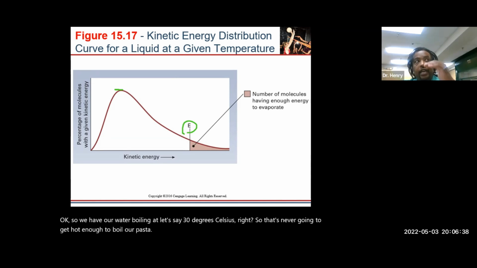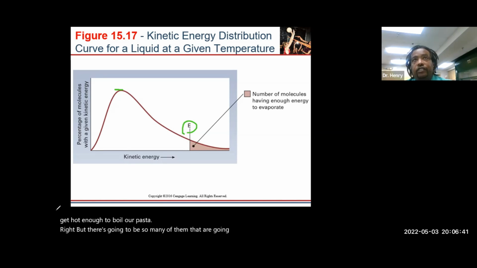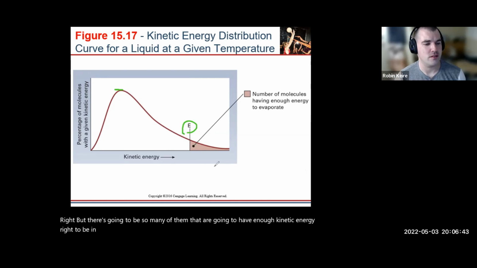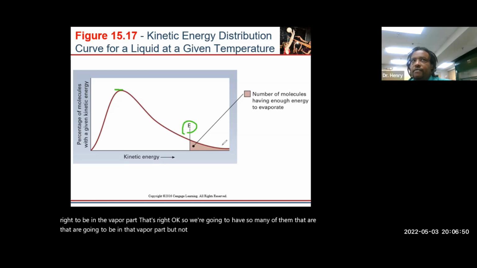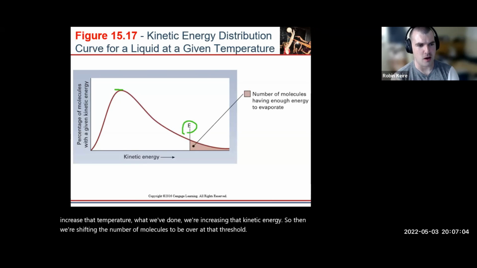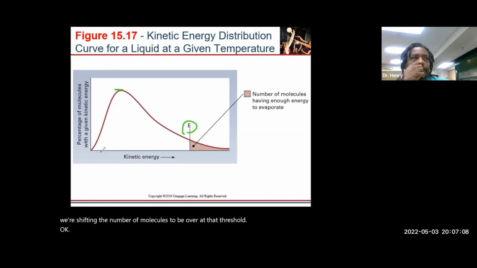But there are going to be some of them that have enough kinetic energy. So we're going to have some of them in that vapor part, but not that many, right? But as we increase the temperature, we're increasing that kinetic energy. So then we're shifting the number of molecules to be over that threshold. I see. So as temperature increases, we're doing this.